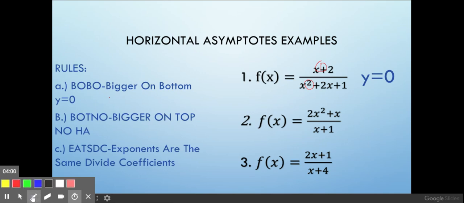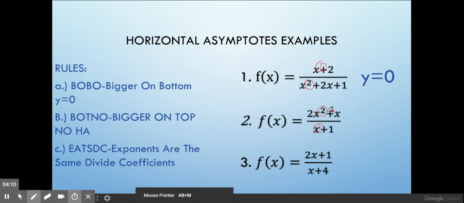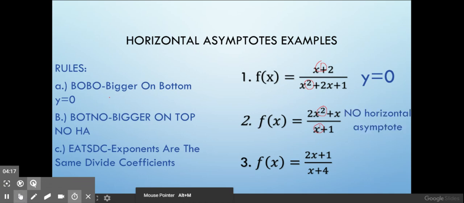For number 2, when we compare the exponents, our biggest exponent is 2 on top. Once again, we have x to the first on bottom. So it is bigger on top now. Bigger on top means that there is no horizontal asymptote. So you would write no horizontal asymptote or none.